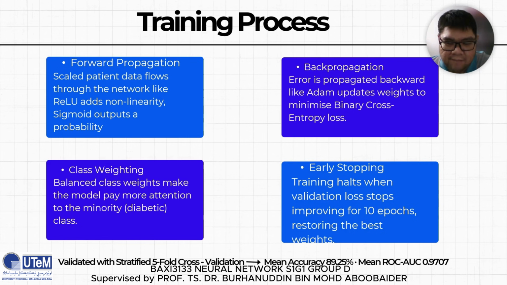Because our dataset has much fewer diabetic patients than healthy ones, we use class weighting to force the model to pay extra attention to the minority diabetic case. We also apply early stopping, which automatically halts the training if it stops improving for several epochs. To ensure our model was stable, we ran a 5-fold cross validation and achieved a solid mean accuracy of 89.25%.